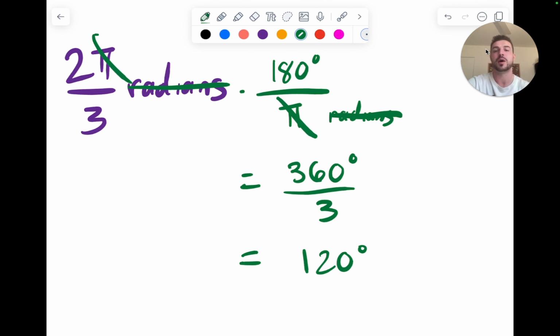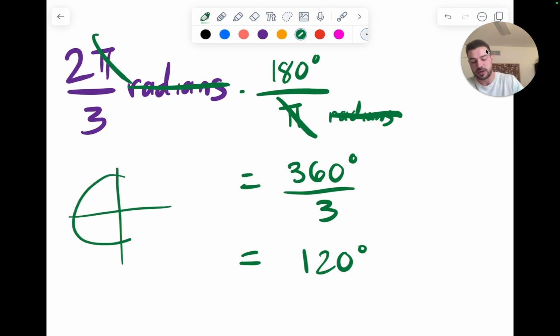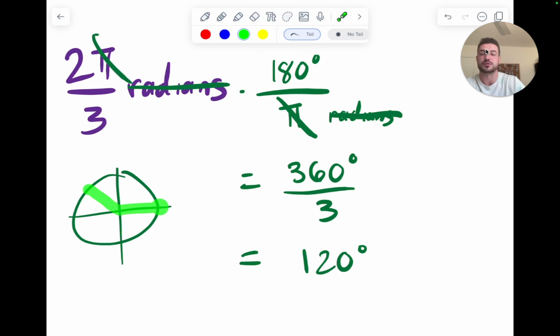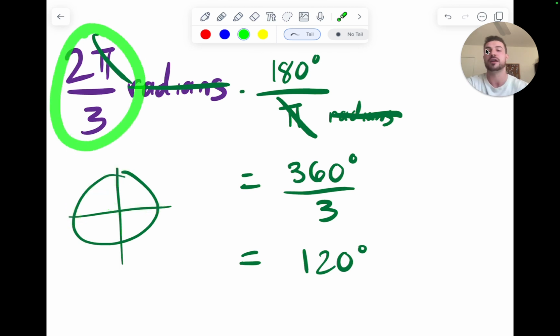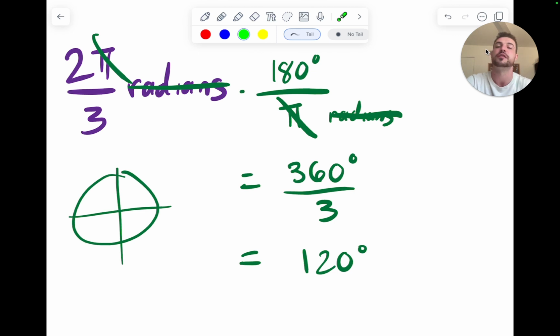Okay? So I always like to try to compare this to where we think it would be on our unit circle. All right, 120 degrees should be roughly something like this, which means between pi over 2 and pi radians. Well, 2 pi over 3 is directly between there, so that's a perfect distance for us, and what that tells us is we're probably on the right track here, and in fact, we did do this conversion correct. So 2 pi over 3 radians is equivalent to 120 degrees.